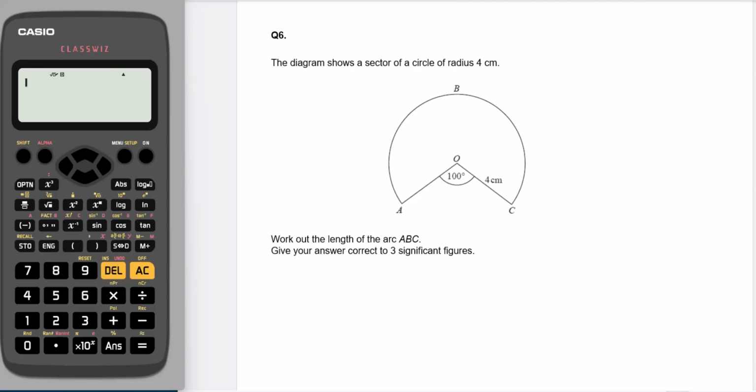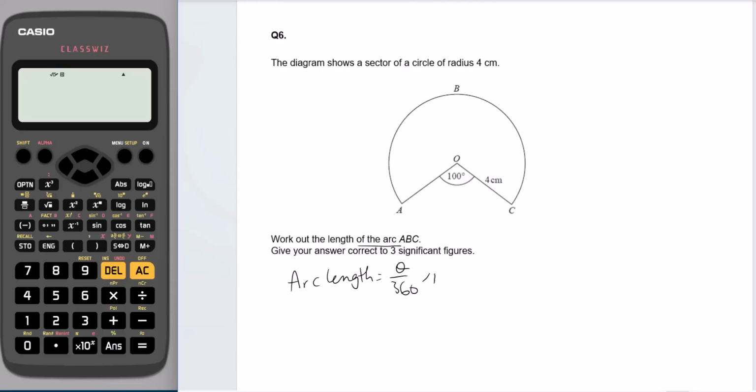So we have, the formula for arc length. You need to find the length of the arc. Theta over 360 times pi times diameter. So we have the radius 4. So radius is equal to 4. The diameter is equal to 4 times 2, which is 8 centimeters.